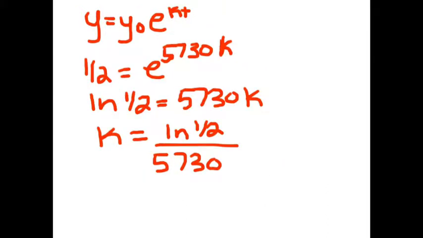So now let's plug in what we know. We know that y equals 1/2, and y sub naught equals 1, so 1/2 equals e to the 5,730 times k. Now to find k, we take the ln of both sides, so the ln of 1/2 equals 5,730 times k. Now to isolate k, we divide the ln of 1/2 by 5,730.